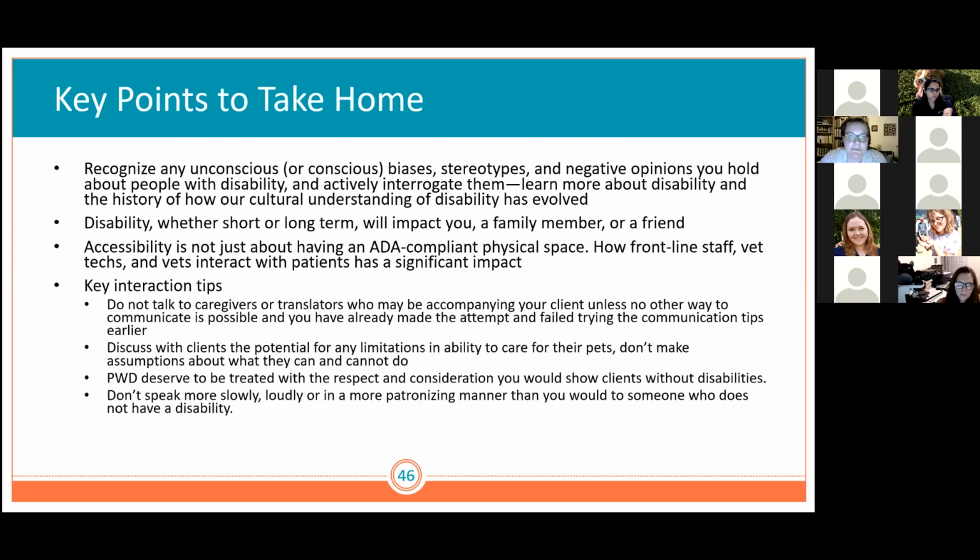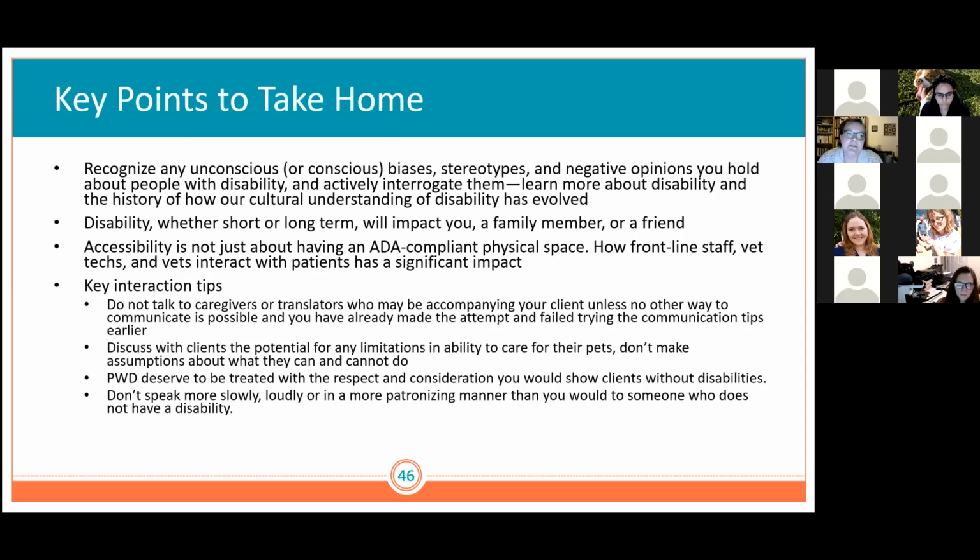So the key points that we want to take home are that we recognize any unconscious or conscious biases, stereotypes, and negative opinions you hold about people with disability and actively interrogate them. Learn more about disability and the history of how our cultural understanding of disability has evolved. This opens your eyes to a lot of where some of these cultural attitudes come from. And finally, we also need to remember that disability, whether it is a short or long-term disability, will impact you, a family member, or a friend at some point. Nobody gets away from it.